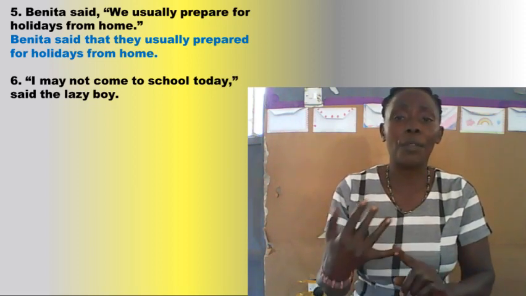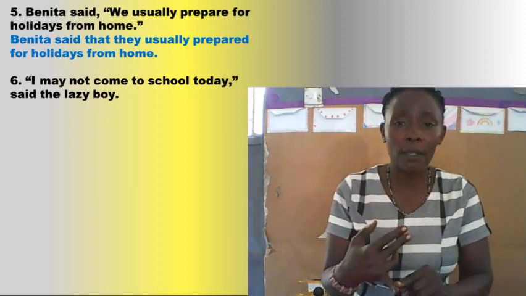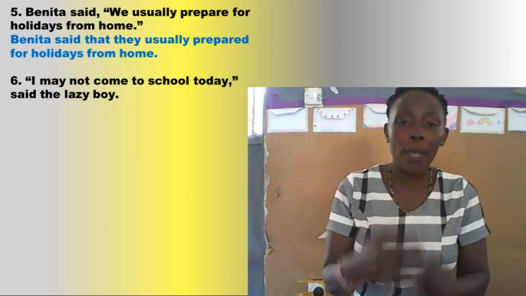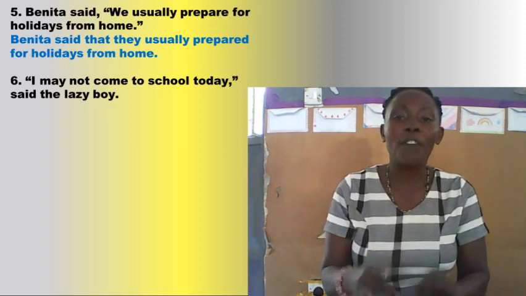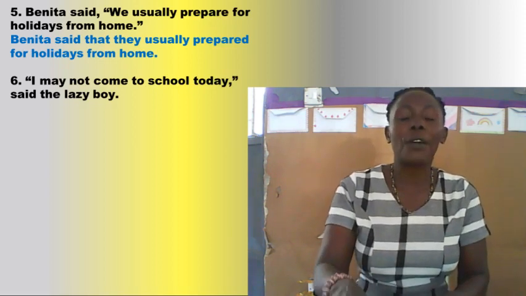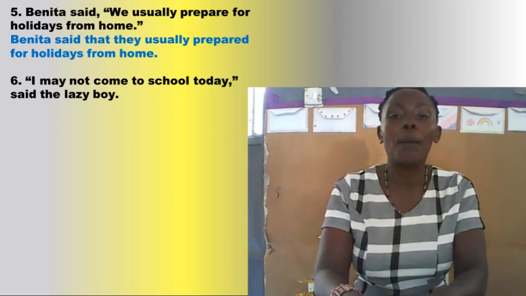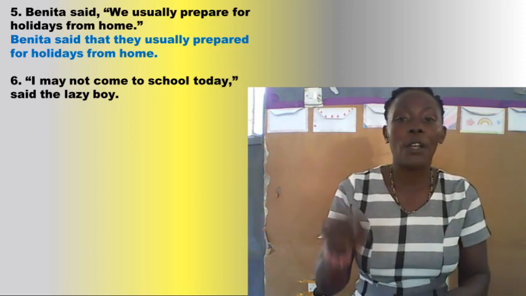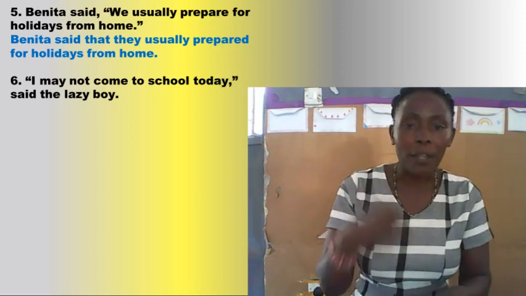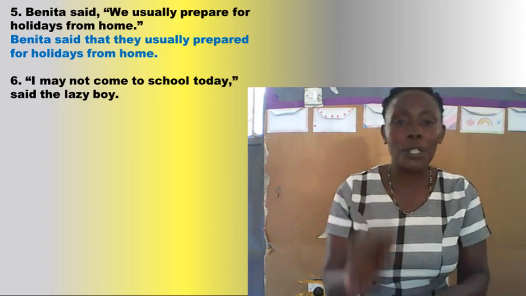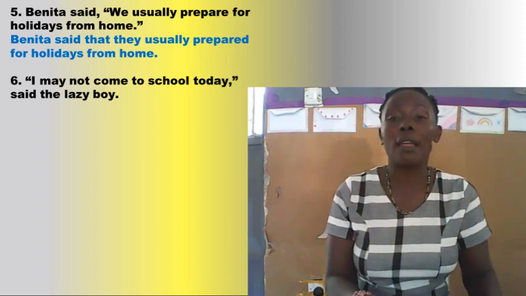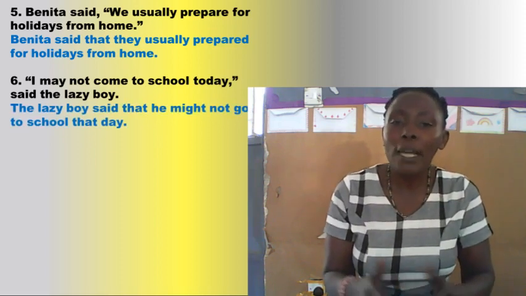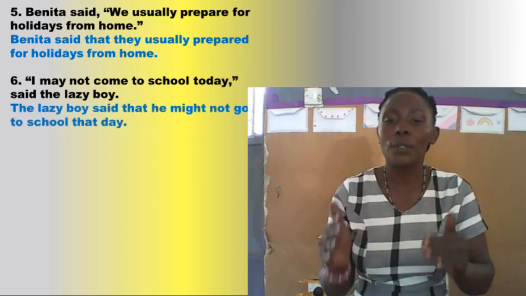We begin with our pronoun I. We are referring to a boy, so we are going to change it to he. We have our modal verb may, which we are going to change to might. We have our main verb come. Since you are reporting, you will not use come. You're going to change come to go, since you're reporting what the lazy boy has said to another person. So you're going to change today to that day. And the answer is, the lazy boy said that he might not go to school that day.